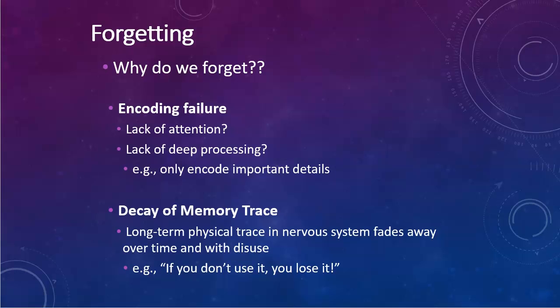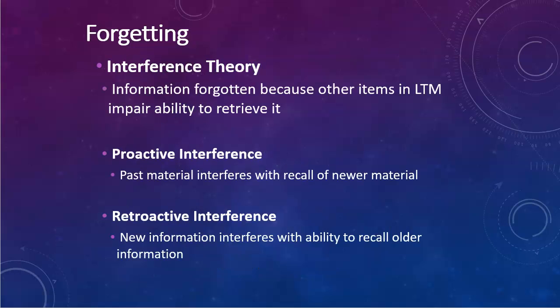Now, when we're talking about forgetting, then there's also something called the interference theory. So this is a major theory when talking about why people forget. And for this, then it's saying that information is forgotten because other items in the long-term memory impair your ability to retrieve it. Now, there's two different types of interference. You've got proactive interference, which means past material interferes with the recall of newer material, and retroactive interference. So new information interferes with the ability to recall old information.